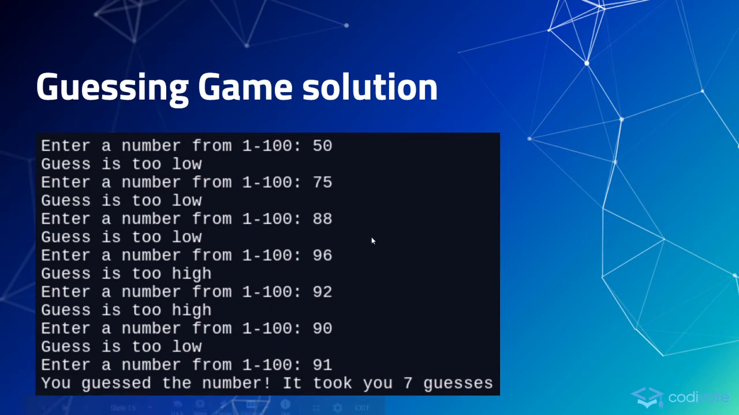And at the end, we get the correct message, you guessed the number, and it took you 7 guesses. Let's just double check to make sure that it actually took us 7 guesses. 1, 2, 3, 4, 5, 6, 7. Yep, this program works correctly.